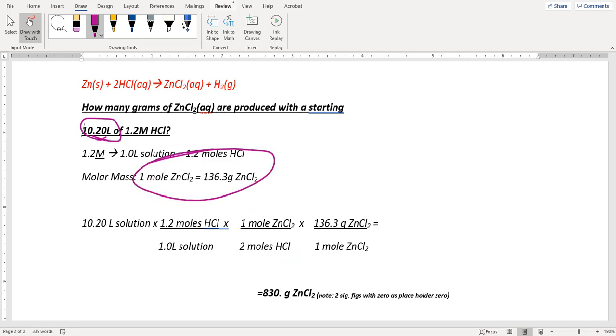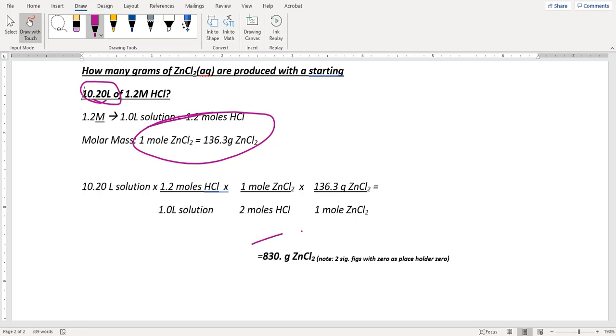Now on a quiz or exam, I could give it to you, or you may have to calculate it from the periodic table. And then here is our final answer. So it could be 8.3 times 10 to the 2 if we use scientific notation, or 830 grams zinc chloride, where the 0 is a placeholder 0, since there's only 2 sig figs.